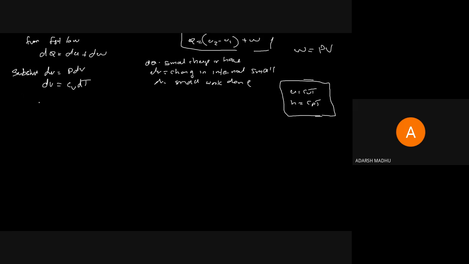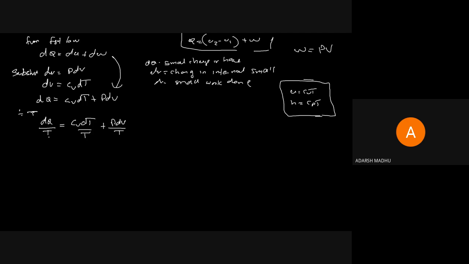So please convert the equation as dq equal to Cv dT plus PdV, right? The equation will become dq equal to Cv dT plus PdV. Divide the whole equation by T. So we will get dq by T equal to Cv dT by T plus PdV by T, right?